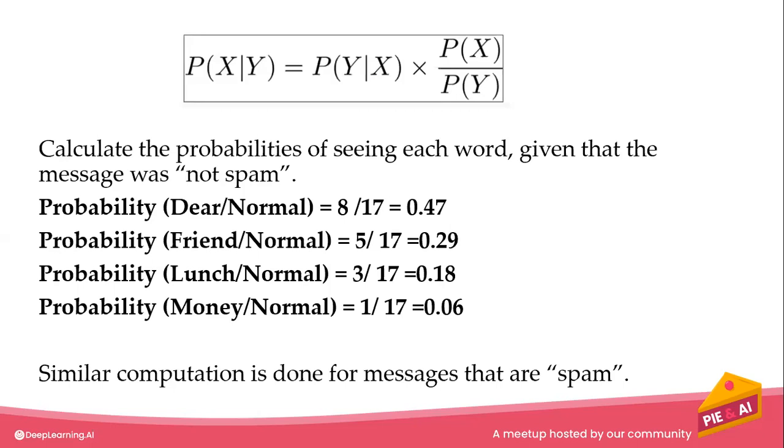This is the way multinomial naive Bayes works. It will find the probability of seeing each and every word in the corpus, and this is how it assigns the probabilities. A similar computation will be done for messages which are spam. Based on these computations, it will decide whether a given message is spam or not spam. Each and every word in each of the documents will be analyzed to come to a conclusion.